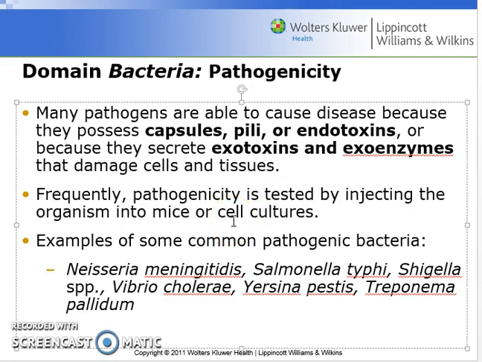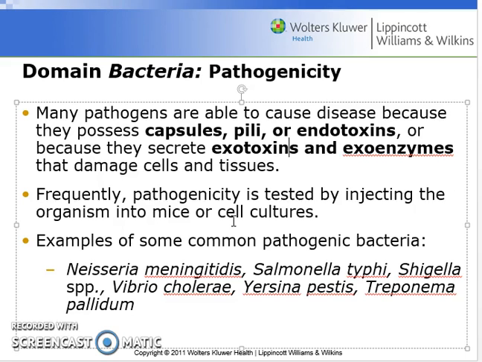Pathogenicity is generally tested by taking a bacterial organism and injecting it into a mouse or a cell culture, and then seeing how that bacteria operates or impacts those particular culture models. Some specific types of pathogenic bacteria are Neisseria meningitidis, Salmonella typhi, Shigella species, Vibrio cholerae, Yersinia pestis, and Treponema pallidum.